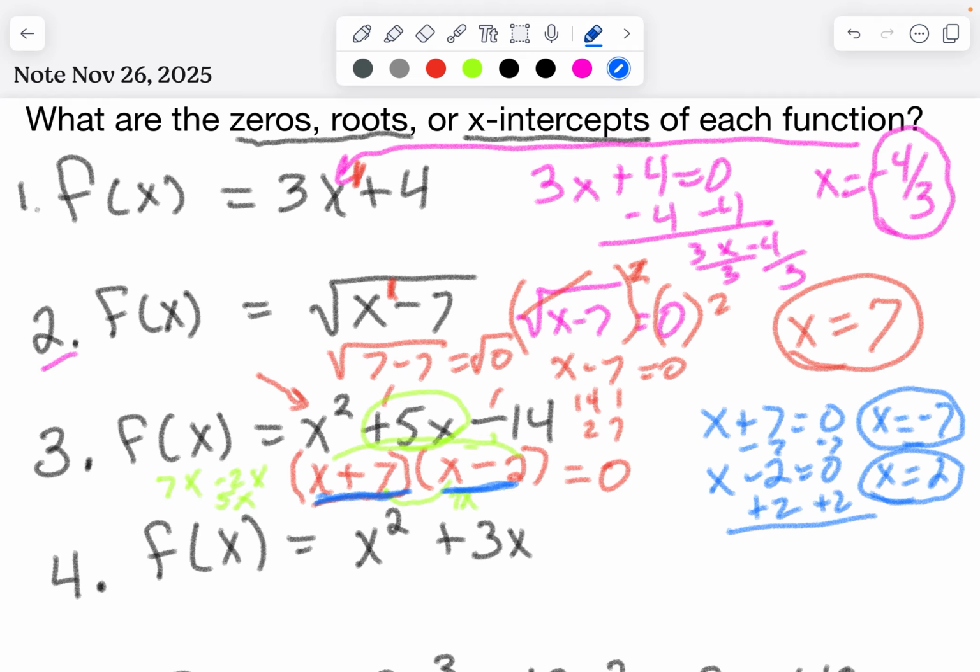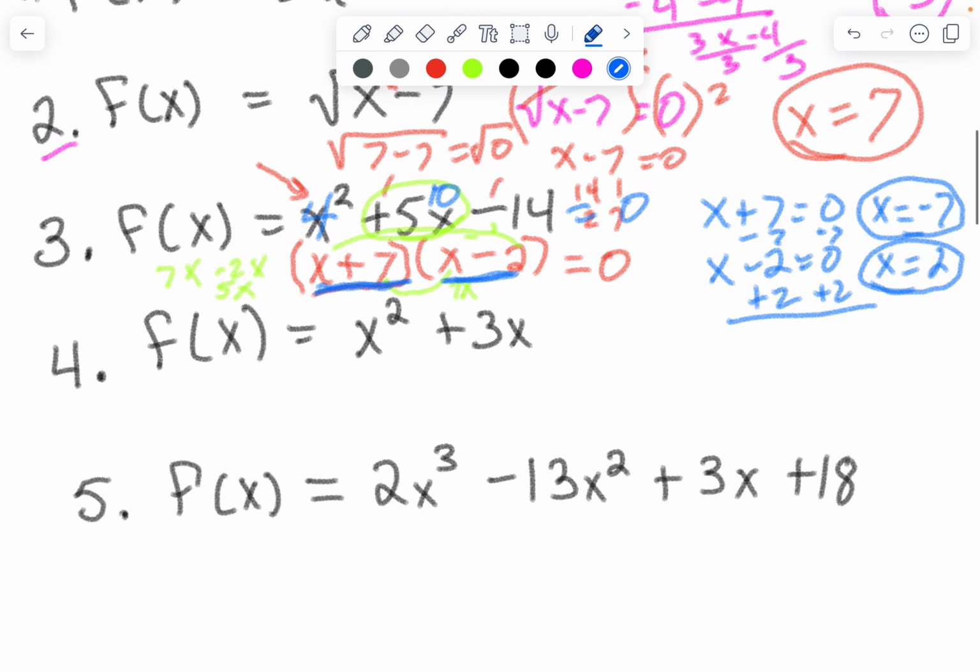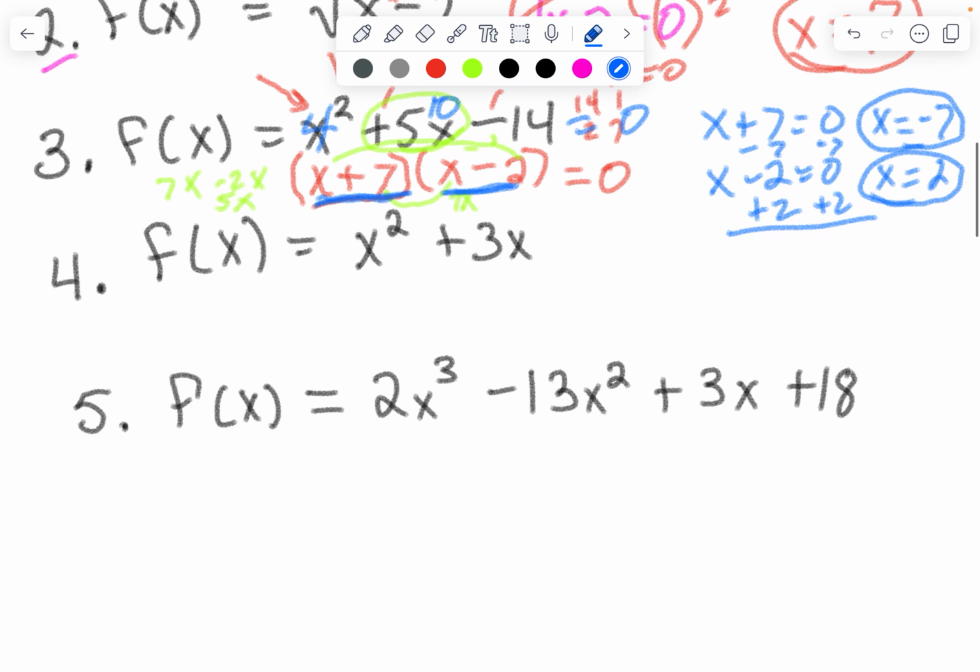So if you plug in 2, and it's pretty easy to find, this would be 2 squared, which would be 4. 5 times 2 is 10, plus 14. 14 minus 4 equals 0. So we know that we verified it with 2. It'll be the same if we plug in the negative 7. Okay. So now let's look at 4 here. Again, we've got 2 roots.